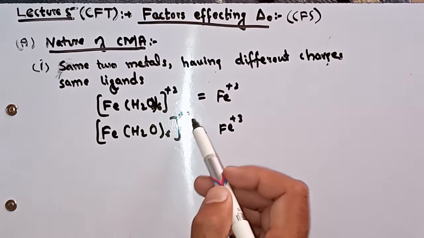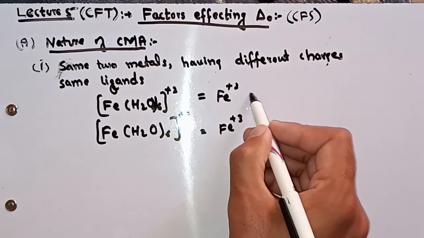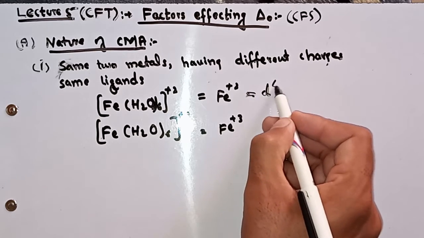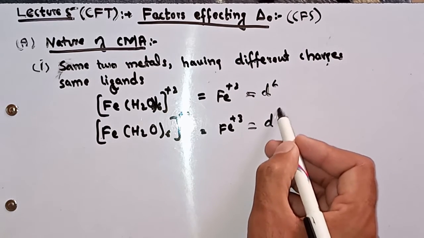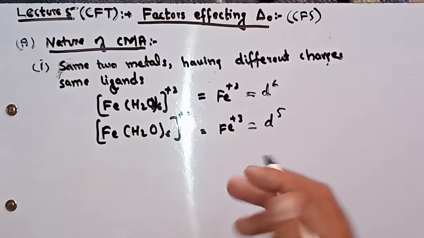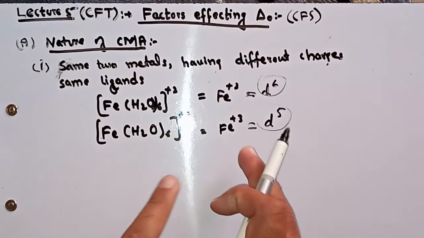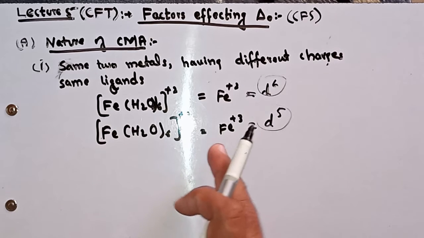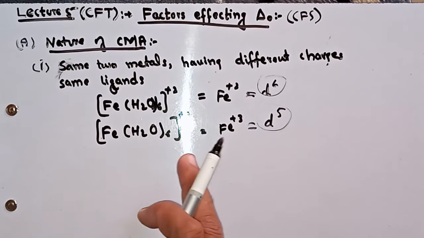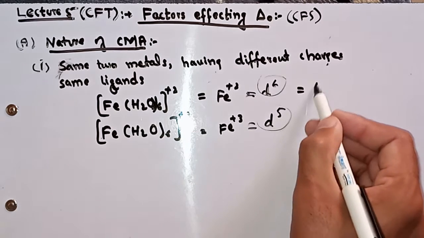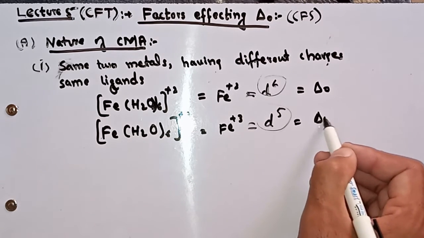Only the oxidation state or number of electrons in the two systems is different. Here it will be a d6 system, and here a d5 system. Except for the oxidation state, all things are the same. So what will be the delta naught value here?